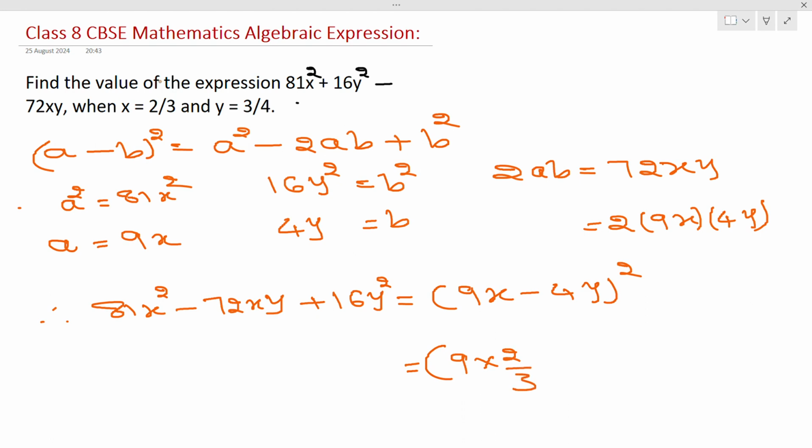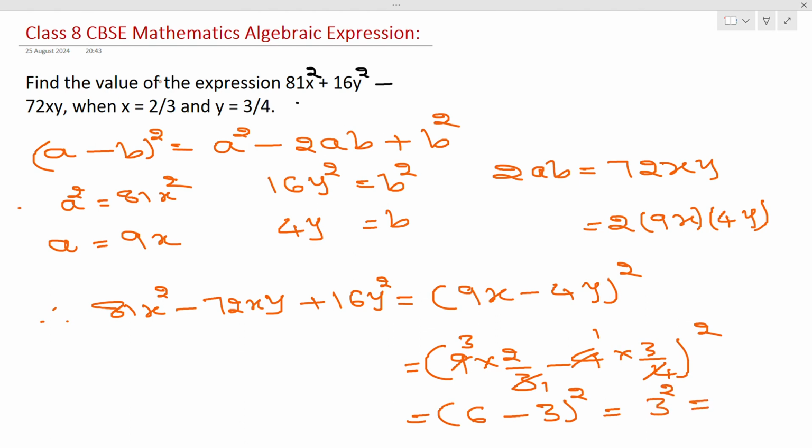3 minus y is 3 by 4, that's 4 into 3 by 4 whole square, where 3 1s are 3, 3 3s are 9 cancels, 4 1s are 4 1s are cancels. So this equation simplifies to 3 2s are 6 minus 3 the whole square, which means it is 6 minus 3, 3 square. The final answer is 9.